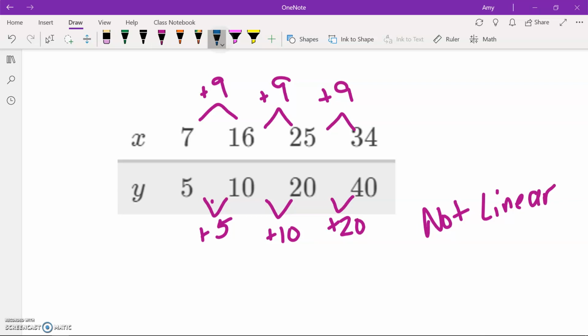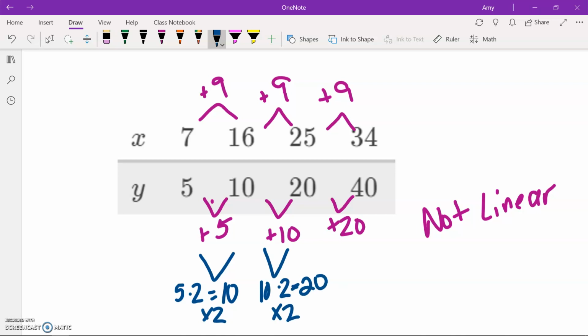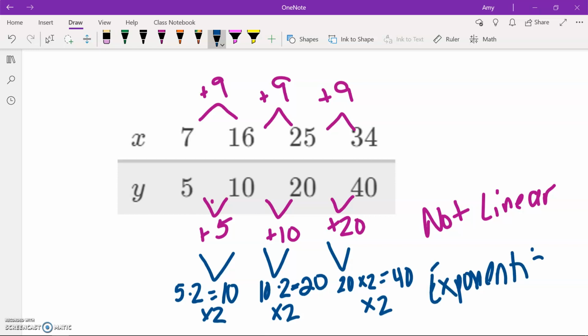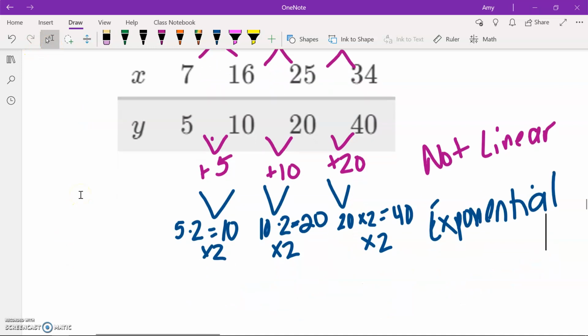Well, let's look at what we could multiply by. 5 times 2 is 10, so I multiply by 2. 10 times 2 is 20, so I multiplied by 2 again. And 20 times 2 is 40, so we multiply by 2 one more time. So what does that tell us about our function? It tells us that we have an exponential function because we are multiplying by the same value every time. Let's try one more example.